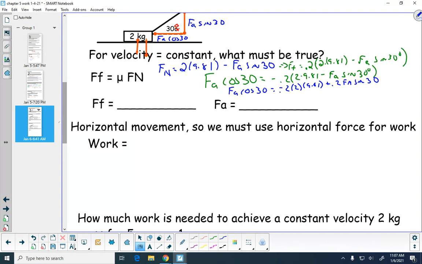So what we have is FA cosine of 30, subtracting off 0.2 FA sine of 30, is equal to negative 0.2 times 2 times 9.81.